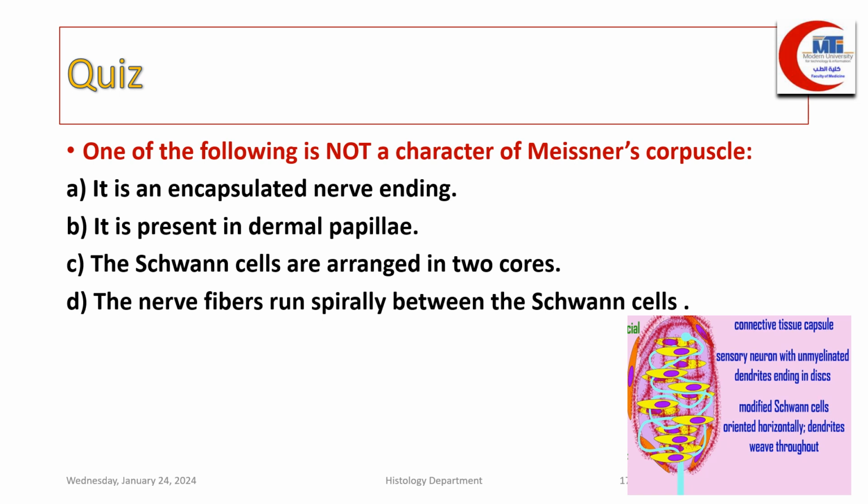Let's answer this question. One of the following is not a character of Meissner corpuscle. Number 1, it is an encapsulated nerve ending. It is present in the dermal papillae. The Schwann cells are arranged in concentric cores. The nerve fibers run spirally between the Schwann cells. Which one is not a character of Meissner corpuscle? Let's see. Yes, the Schwann cells being arranged concentrically is the answer. This character is one of the characters of Pacinian corpuscle.